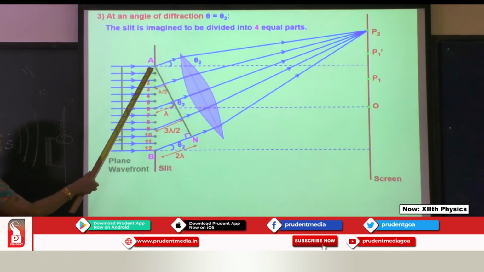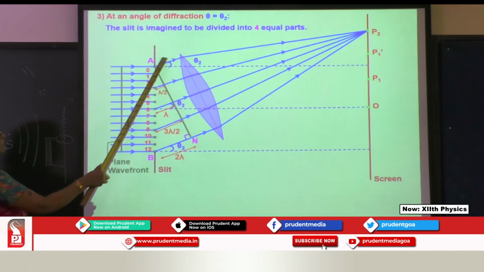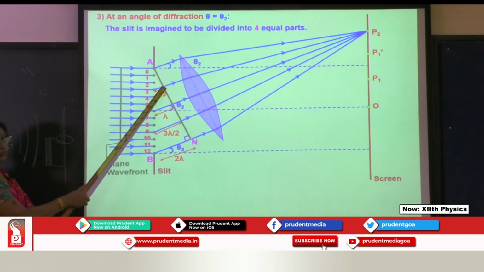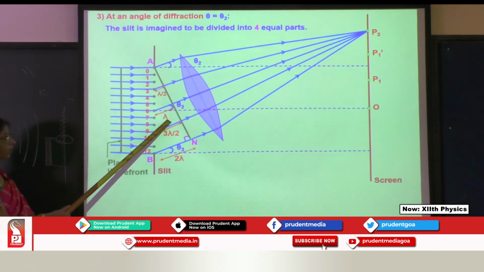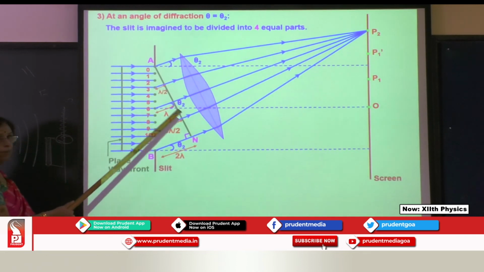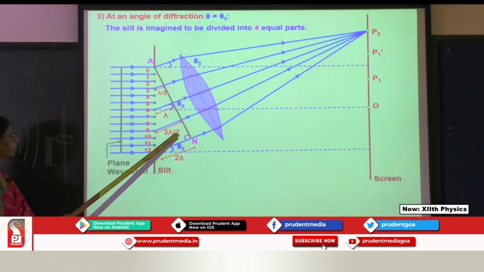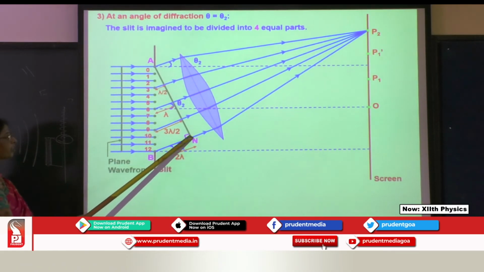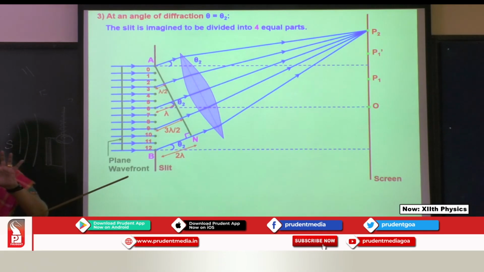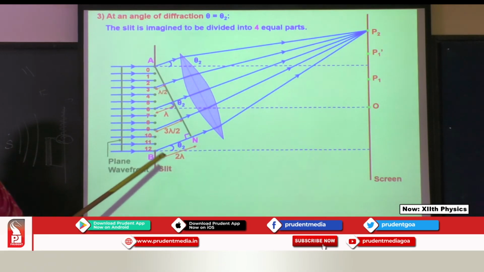So what is the difference over there? This travels lambda, there is a difference of lambda by 2 in phase here. Here another lambda by 2 plus lambda by 2, lambda. Again lambda plus lambda by 2, 3 lambda by 2, plus lambda by 2, 2 lambda. So here the path difference is 5 lambda by 2, and here also there is a difference.